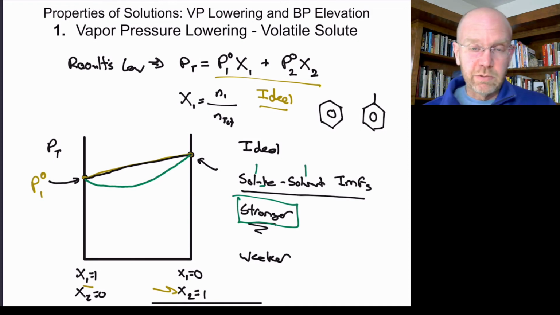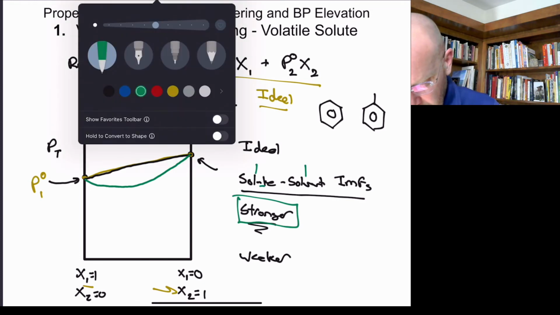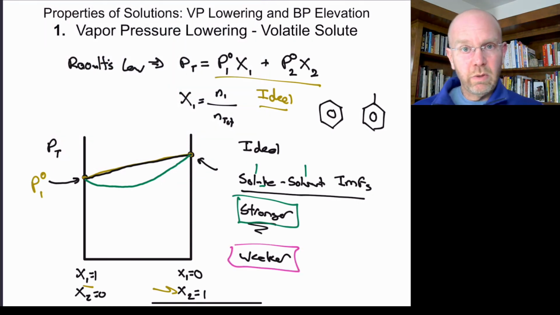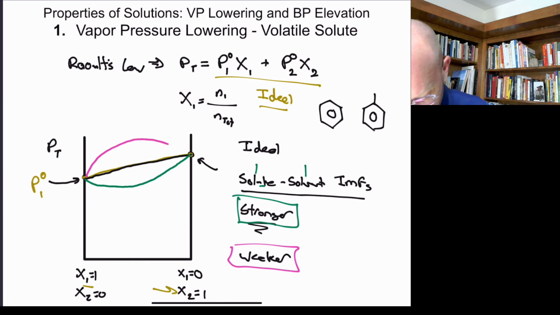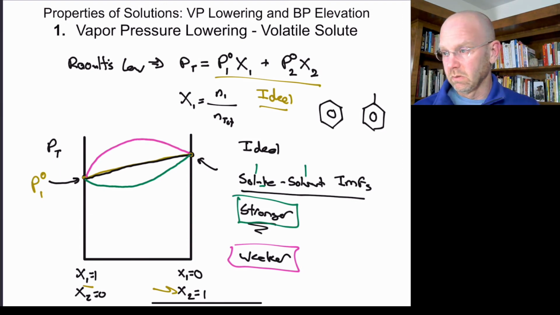There are also examples, of course, where the intermolecular forces between the solute and the solvent are weaker. So let's pick another color, like pink. When the intermolecular forces are weaker, when those two are mixed in a 50-50 proportion, the net intermolecular forces holding molecules in the solution go down, because that's a weaker intermolecular force. So you see a positive deviation to Raoult's law. There's more pressure above the solution than you would predict because the intermolecular forces are weaker.